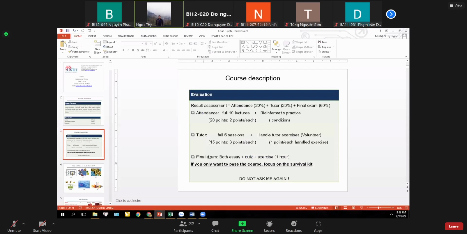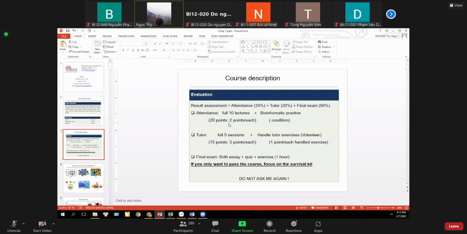This practical assignment is a necessary condition for you to attend the final exam. So if you lack this assignment for any reason, you will not have the right to attend the final exam.